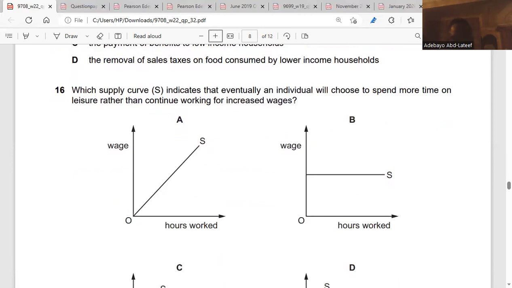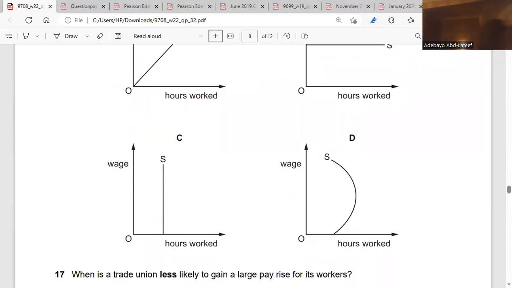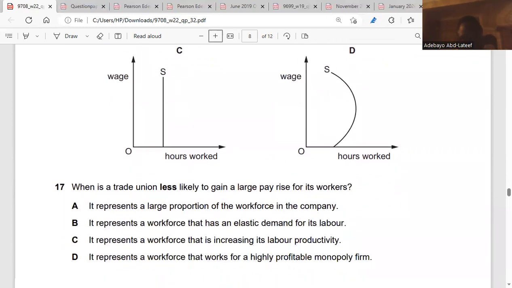Question 16. Which supply curve indicates that eventually an individual will choose to spend more time on leisure rather than continue working for increased wages? As soon as your wage rate increases, the hours of work would reduce as you start thinking about leisure. It will fall back. D. We talked about it before too. Question 17.